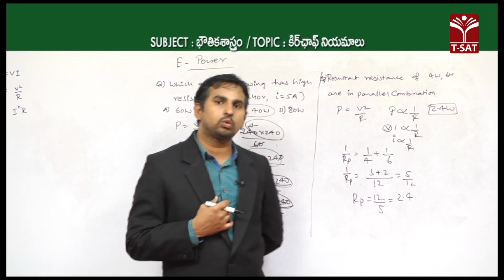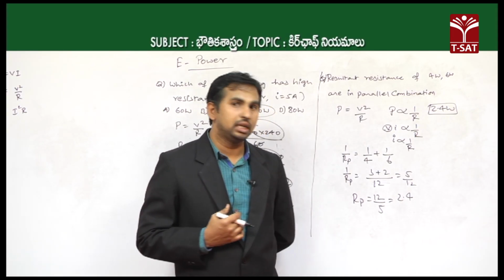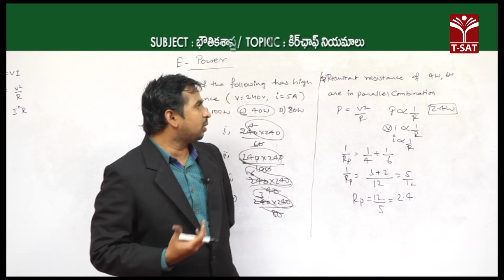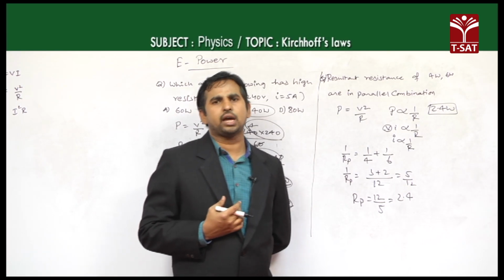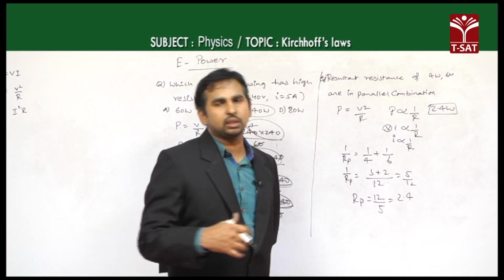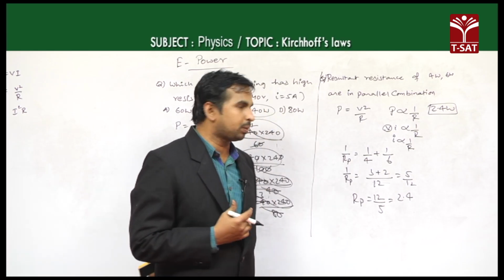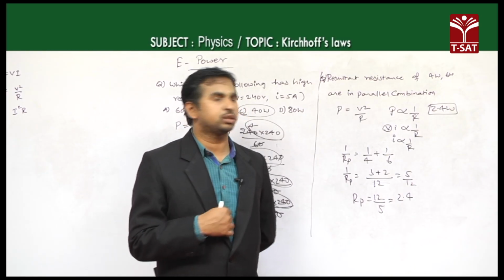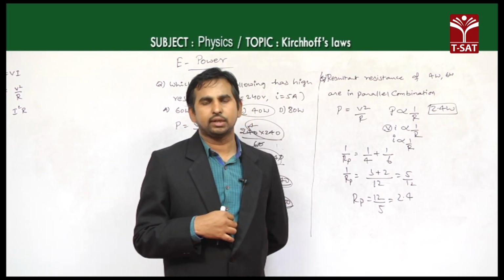Finally, it becomes 4 watts plus 6 watts, total 10 watts, if you are using a series connection. But in our problem, the combination given is a parallel combination. So, that is why the final power, as P is inversely proportional to the resistance here, as it is decreasing, the power also decreases to 2.4 watts.